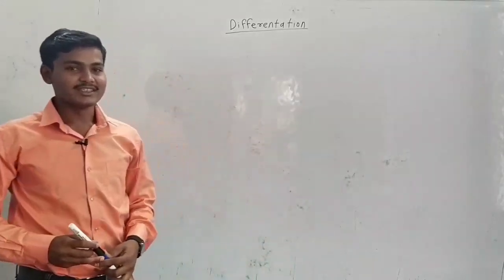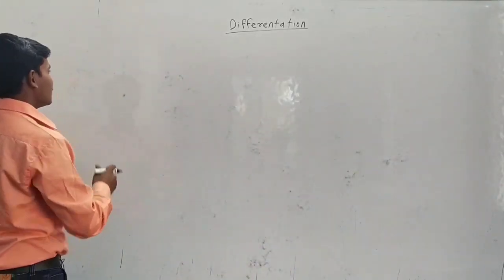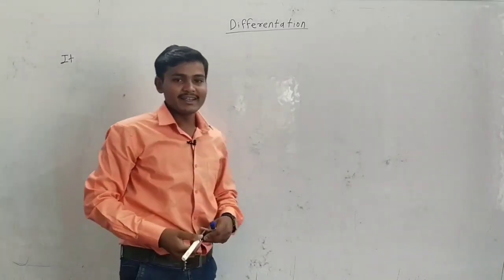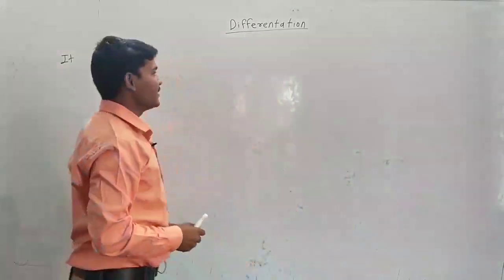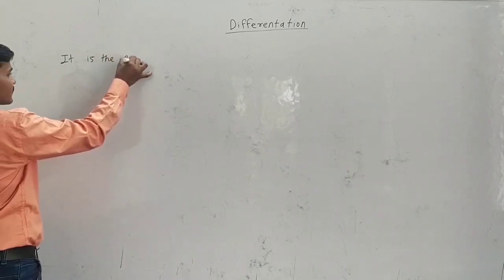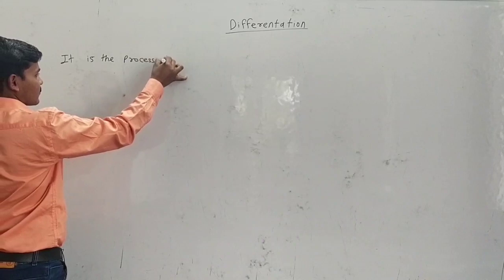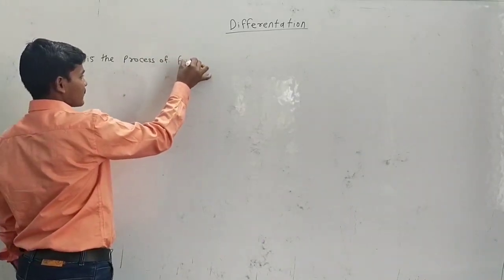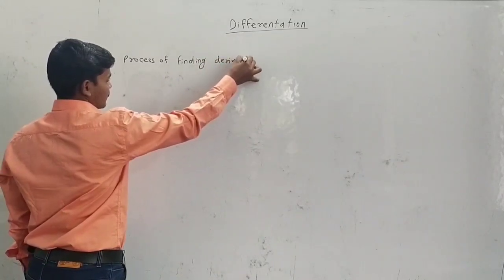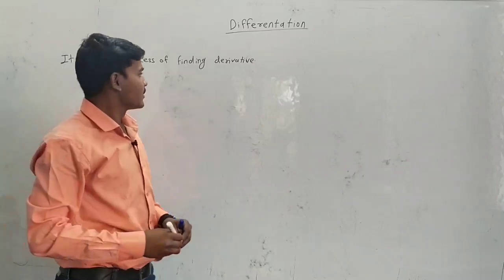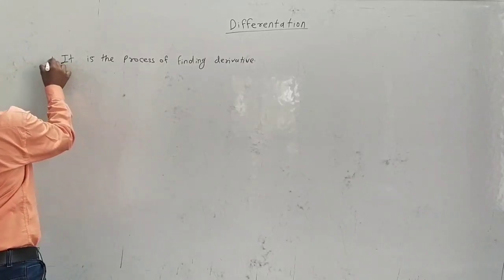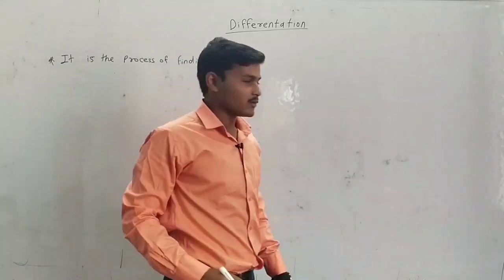First of all, what is differentiation? Differentiation is the process of finding the derivative. In simple language, differentiation is the process of finding the derivative.